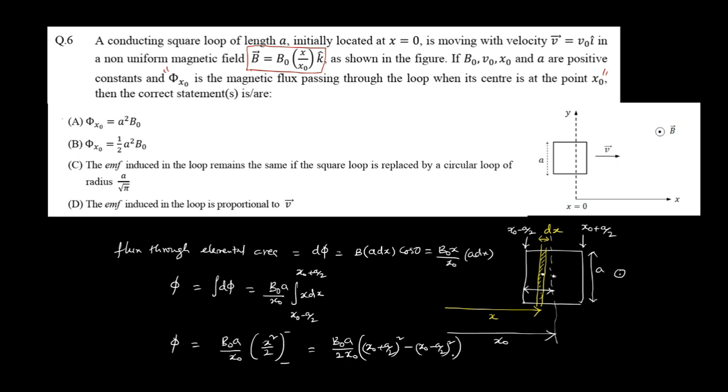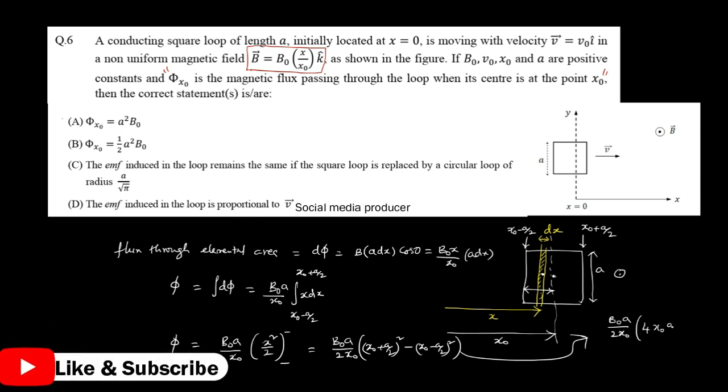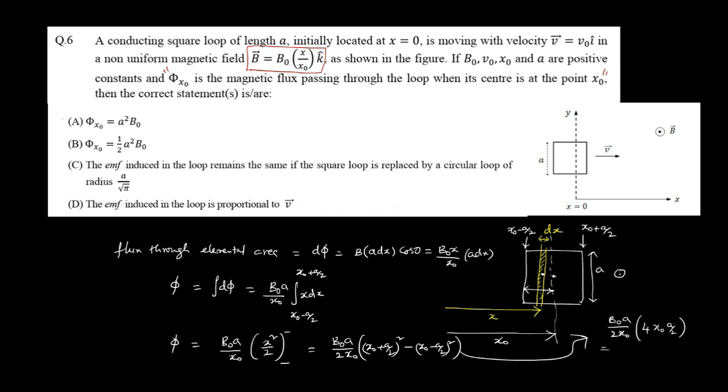I am explaining each and everything so that everybody who watches the video will understand. If you are very good at this integration technique, you can carry on your own way. So this value is B naught a by 2 x naught multiplied with a plus b whole square minus a minus b whole square, which gives 4ab. So with 4 x naught into a by 2, the 4 cancels out, x naught also cancels out, and you get B naught a square. That is the flux value. So the first option, option A, is correct, obviously option B is wrong. This is a beautifully designed part.